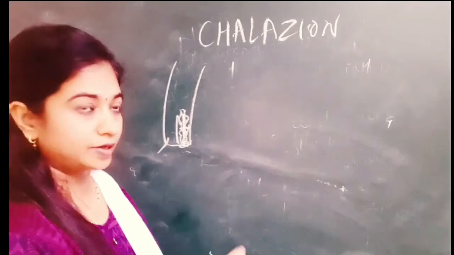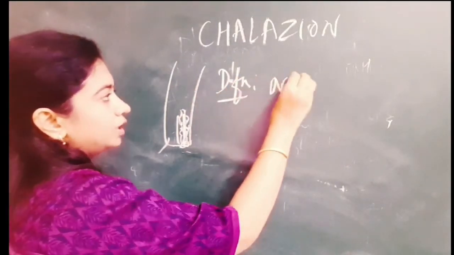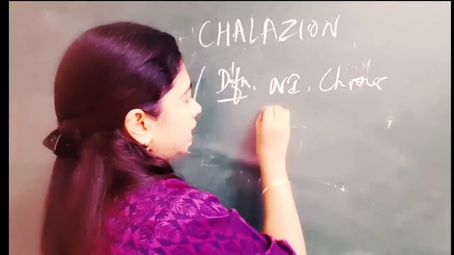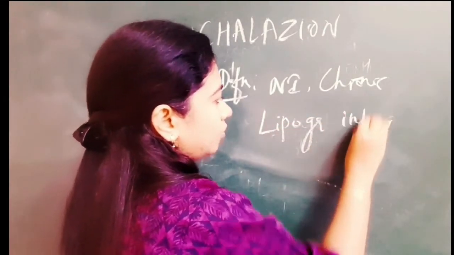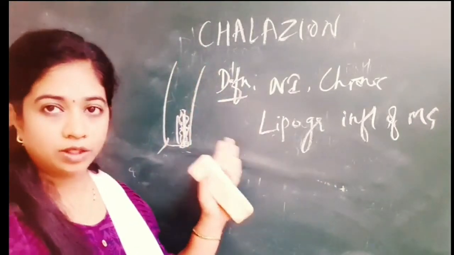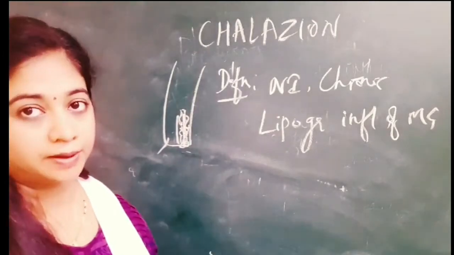Now you can frame the definition of the chalazion. So the definition will be, it is a non-infective chronic lipogranulomatous inflammation of the meibomian glands. Okay, so this is chronic non-infective lipogranulomatous inflammation of the meibomian gland.